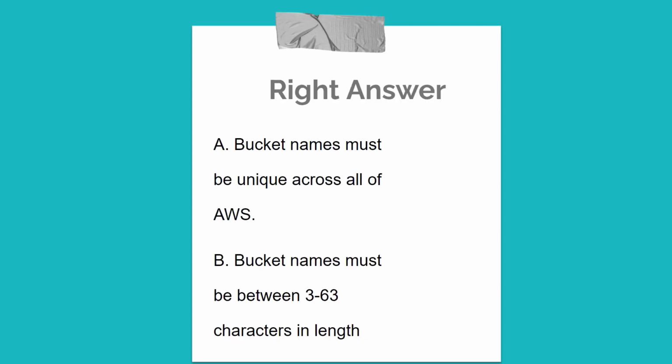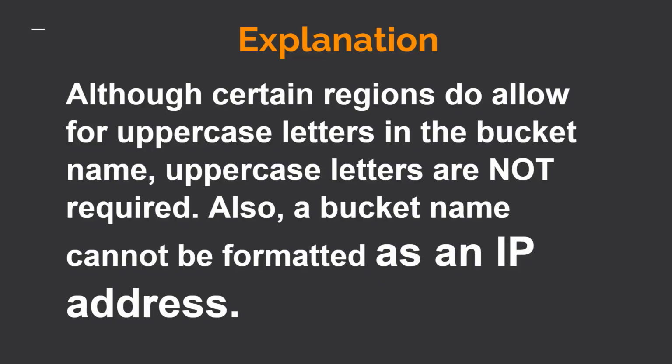Right answer is A. Bucket names must be unique across all of AWS. B. Bucket names must be between 3-63 characters in length. Explanation. Although certain regions do allow for uppercase letters in the bucket name, uppercase letters are not required. Also, a bucket name cannot be formatted as an IP address.